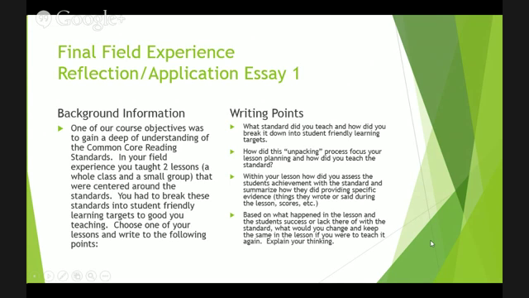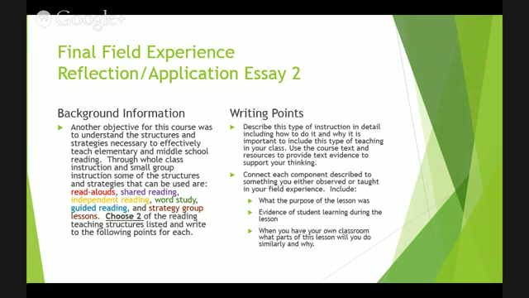The second essay question asks you to think about the course objectives that were centered on the structures and strategies necessary to effectively teach reading at the middle and elementary school level. We talked about whole class instruction and small group instruction structures. Those structures that we talked about in class were read alouds, shared reading, independent reading, word study, guided reading, and strategy group lessons. What I want you to do is choose 2 of those structures listed, only 2.